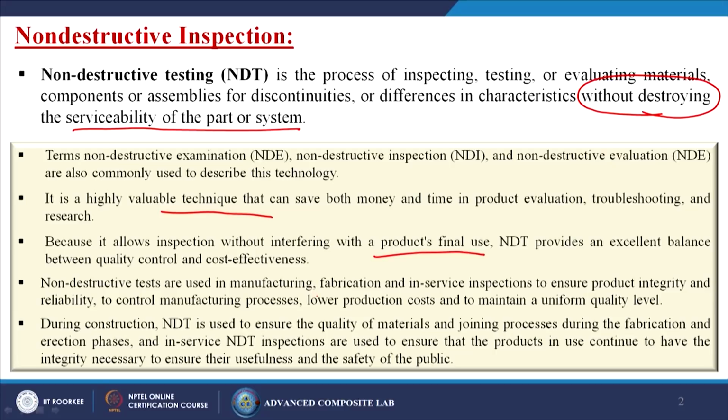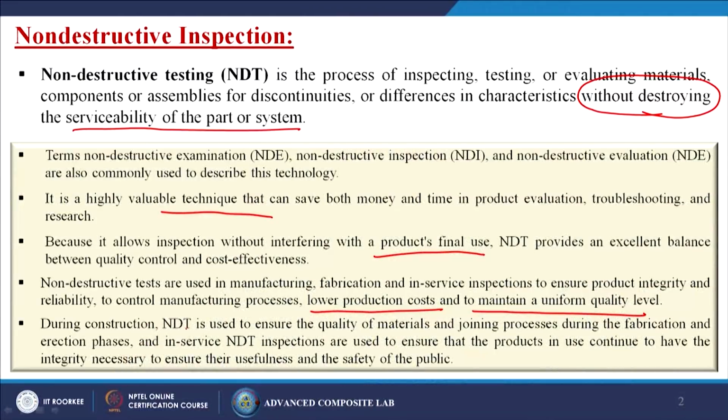Because if the machine fails after a certain time, automatically we have to replace that particular part, or it needs some time to bring that part. So, this way we can save time as well as cost. Non-destructive tests are used in manufacturing, fabrication and in-service inspections to ensure product integrity and reliability, to control the manufacturing process, lower production costs and maintain a uniform quality level.